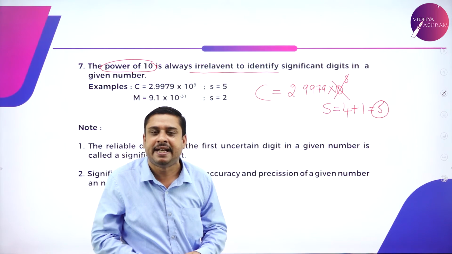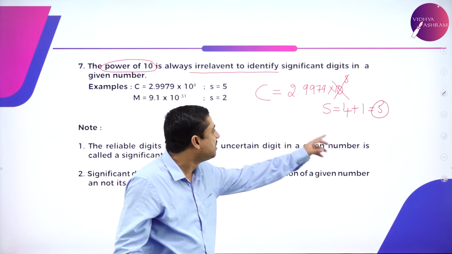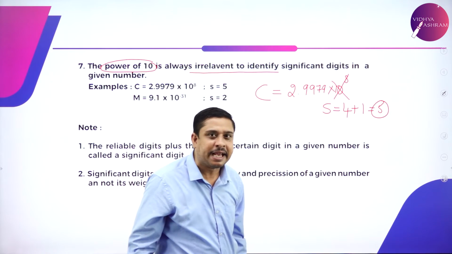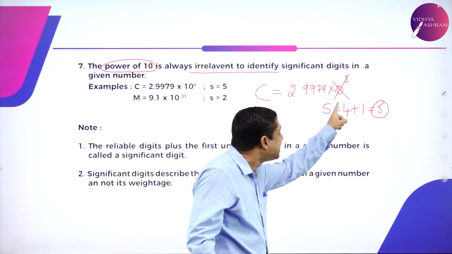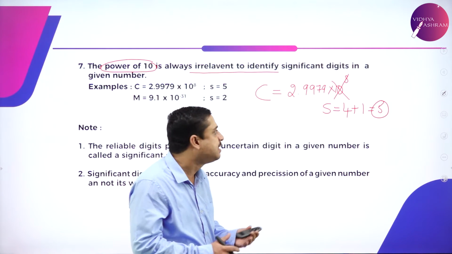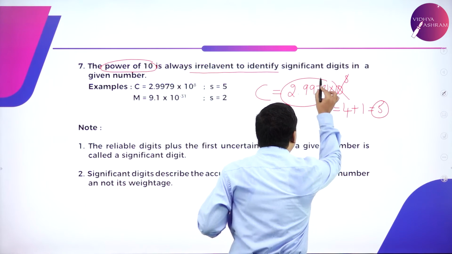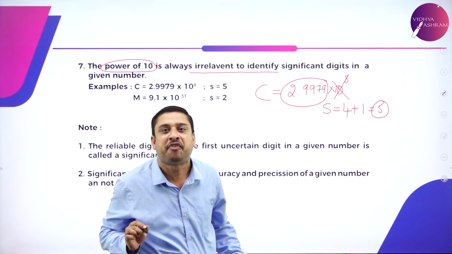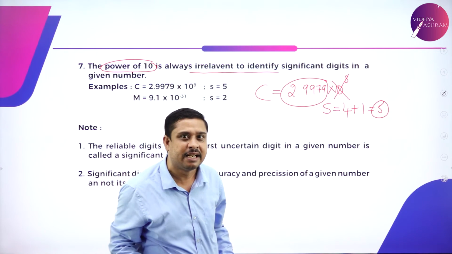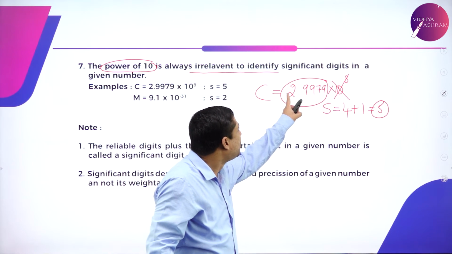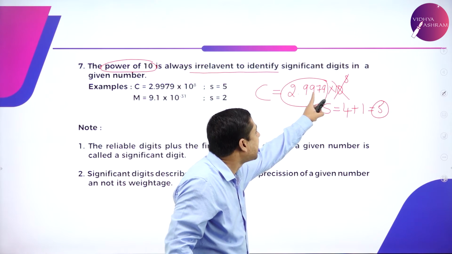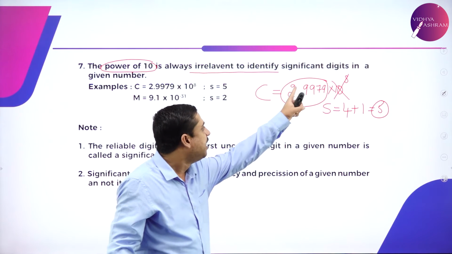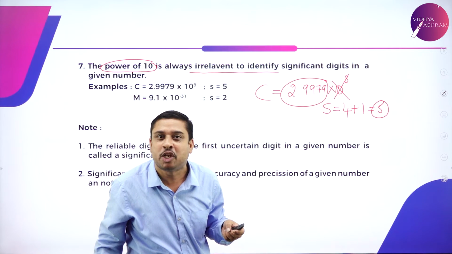What is a significant digit? My dear students, if I write 2.9979 followed by 8 zeros, it means I am certain about 2.9979. When it comes to the speed of light, I am very certain, I trust the numbers 2.9979.